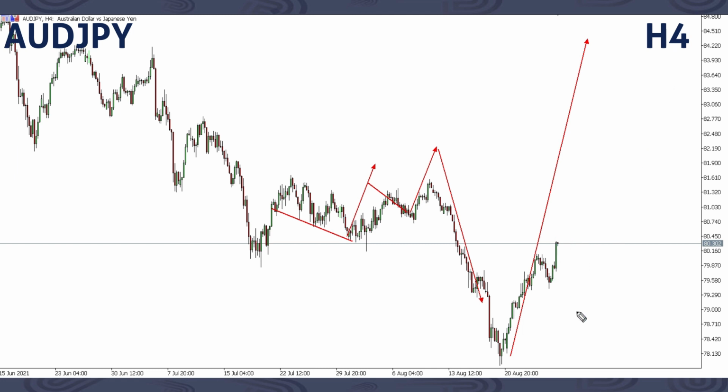We're expecting price now to be moving up on AUD JPY. We're not expecting any down sell. Even if we get a pullback here, this is not a pullback we'll be looking for trading, but we'll be catching the buy movement for AUD JPY. That is what we're expecting.